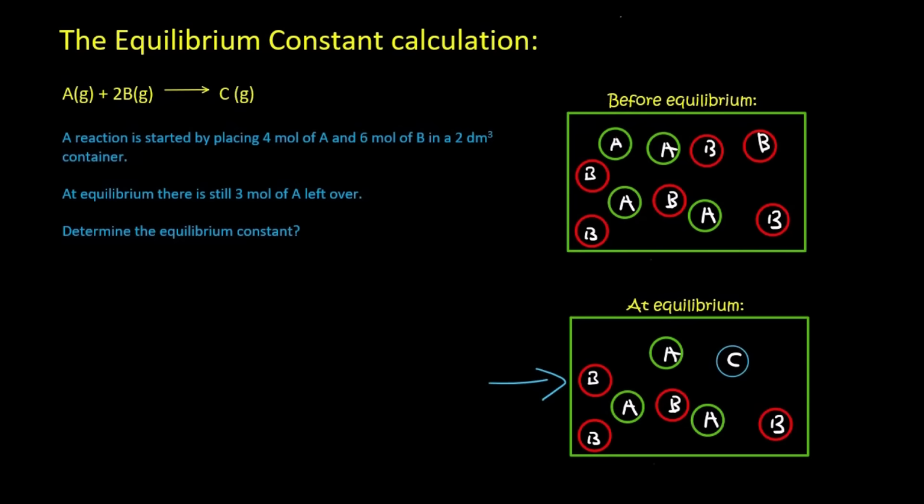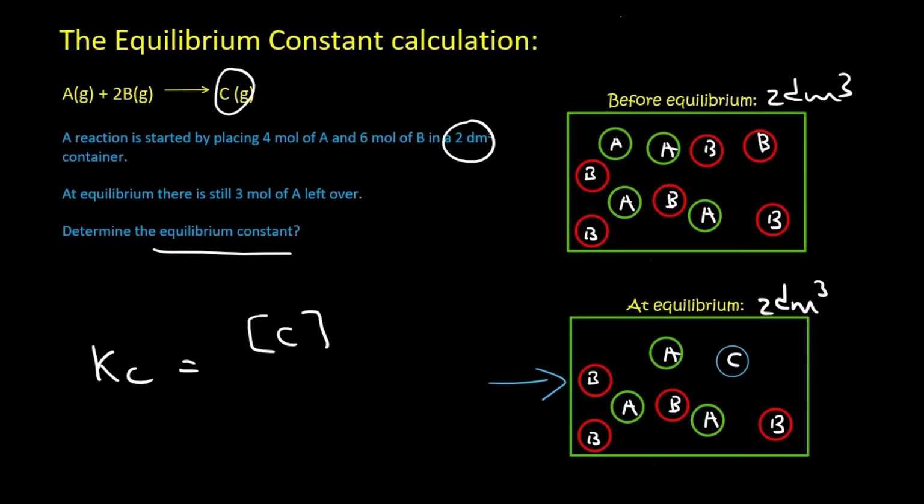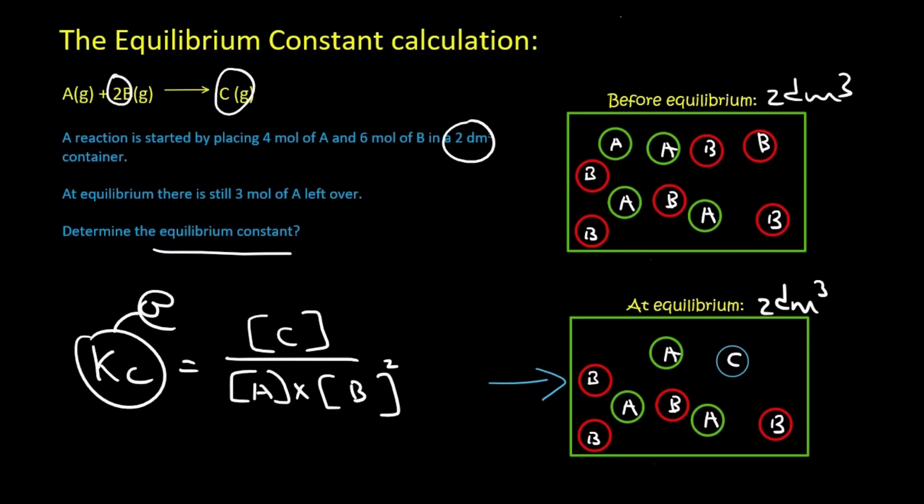Now we've also been told that this is a 2 decimeter container, so I can put 2 decimeters here, and it was also 2 decimeters over here. So now we can calculate the equilibrium constant, because remember Kc is equal to the product, which is the concentration of C, over A, because it's a reactant, multiplied by B to the power of 2, because B has a 2 in the front. Now remember, Kc is only at equilibrium. So you're not going to use this. That's what you initially started with.